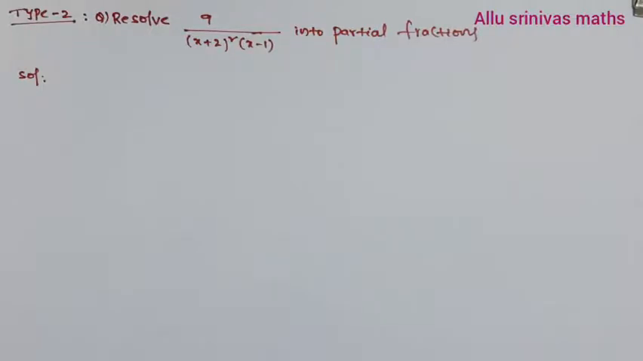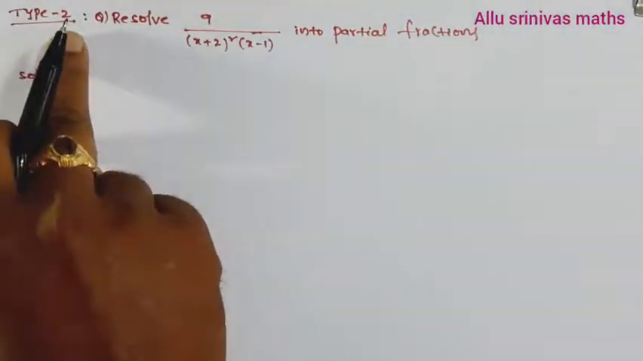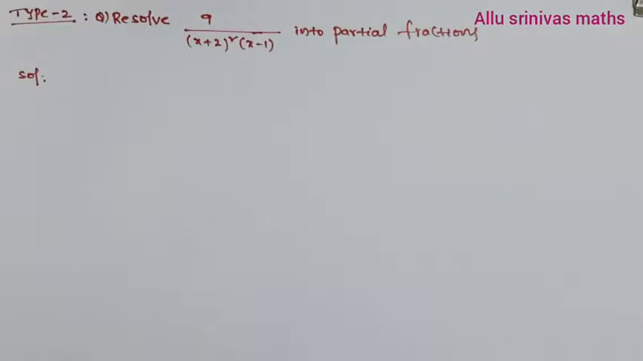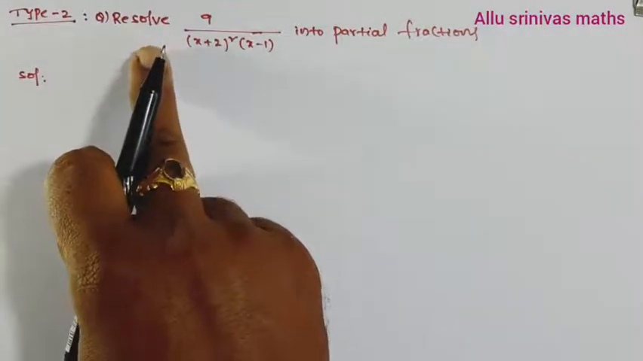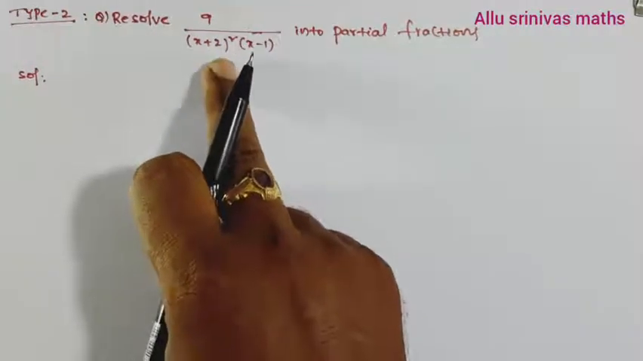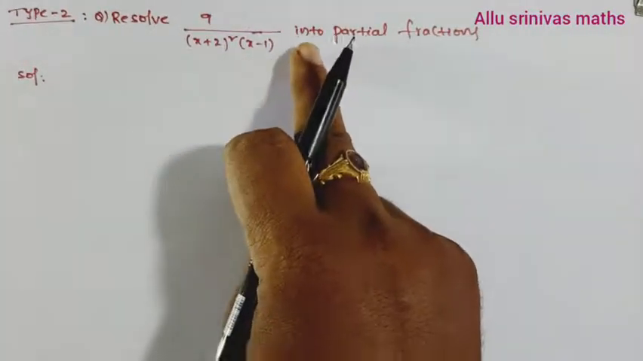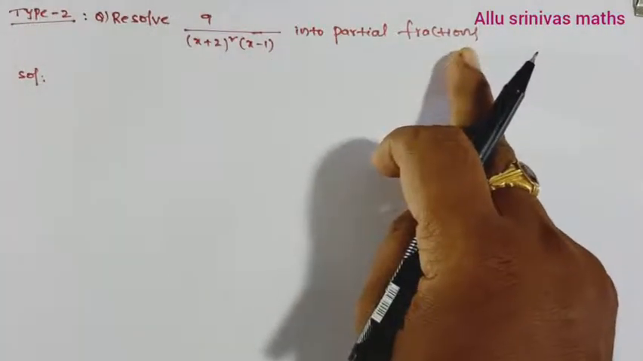Now we discuss another type of partial fraction. The type is type 2. Now let us solve type 2. The first problem: resolve 9 by (x plus 2) whole square into (x minus 1) into partial fractions.